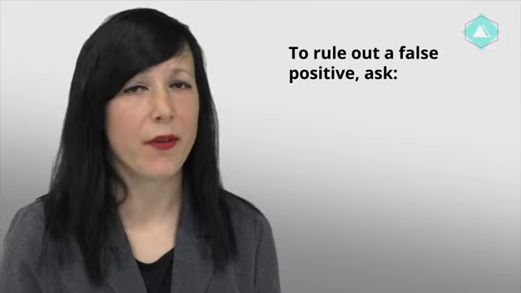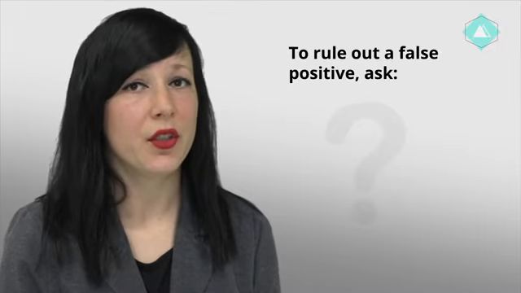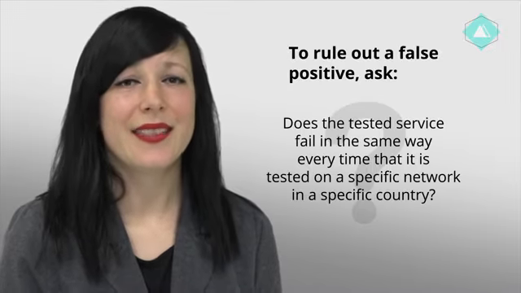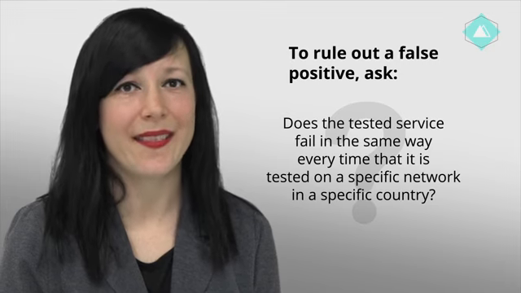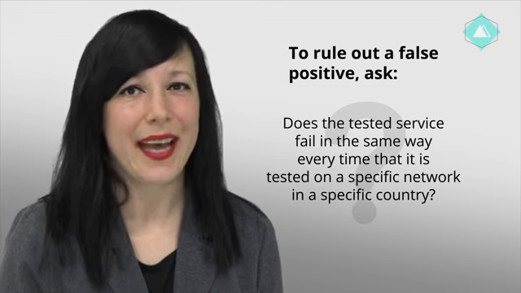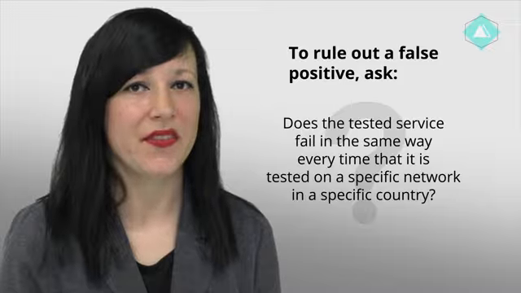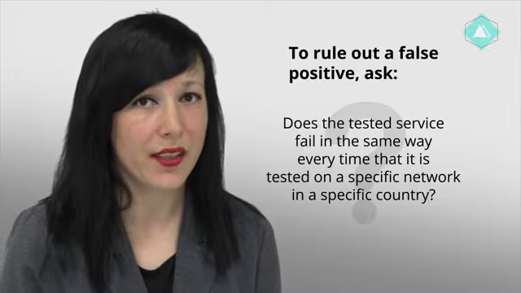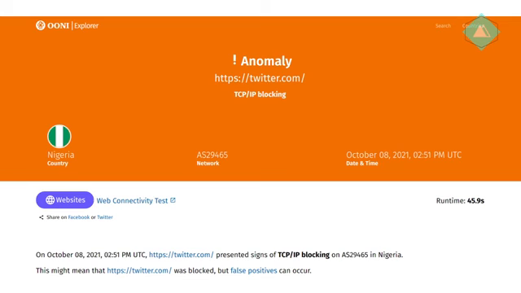To rule out a false positive, the main question you can ask is, does the tested service fail in the same way every time that it is tested on a specific network in a specific country? For example, if you find an OONI measurement which shows that the testing of Twitter.com presented an anomaly in Nigeria on 18th of October 2021, it's worth asking the following questions.